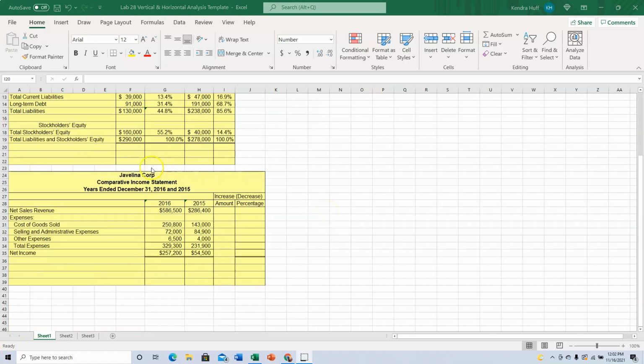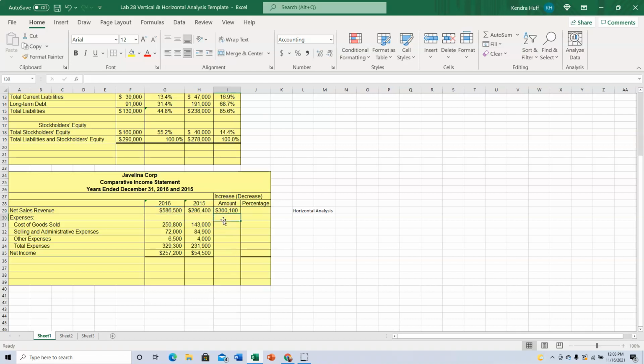Okay, then the next one, this is an income statement. And if you notice, they're looking at 2 years and wanting the change between the years. This is horizontal analysis, because we're looking across the years. So on this one, the first thing you need to do is determine the dollar amount change. So it's the current year minus the previous year. So 586.5 minus 286.4.